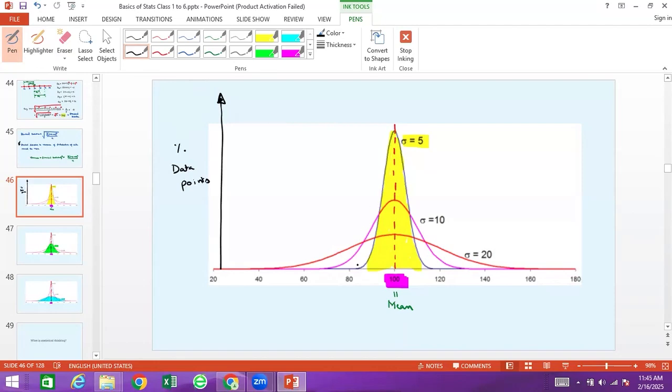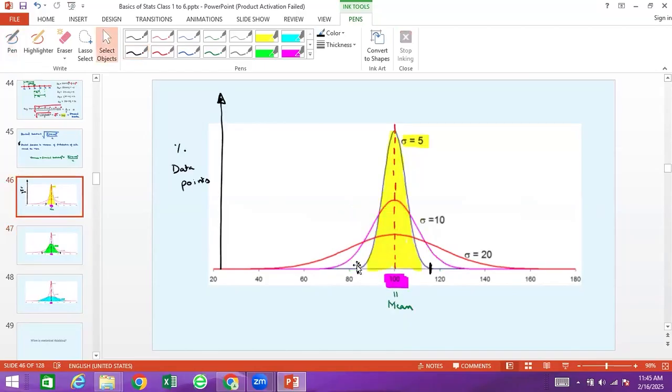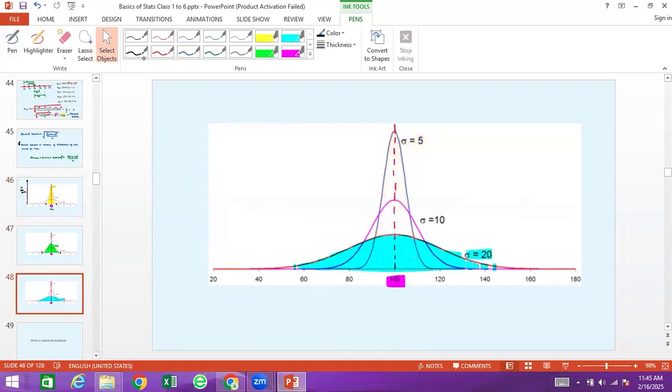Okay, so most of the data points in the first distribution are concentrated around the mean. If you look at it, all the data points are between these 2 points. Here, all the data points are, let's say, between this and this. The range if you talk about it is from 70 to 130. Here the range was, let's say, 90 to 110. Here the range is even bigger, right? Maybe from 50 to 150.